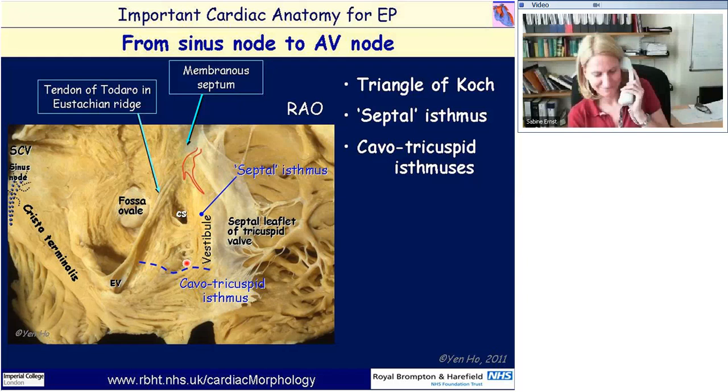The wall composition of the flutter isthmus is usually smooth vestibule anteriorly, then a whole range of muscle bundles and fibrous tissue in the middle, and then more fibrous tissue posteriorly. Over here, the smooth vestibule between the orifice of the coronary sinus and the annulus of the tricuspid valve is usually described as the septal isthmus.